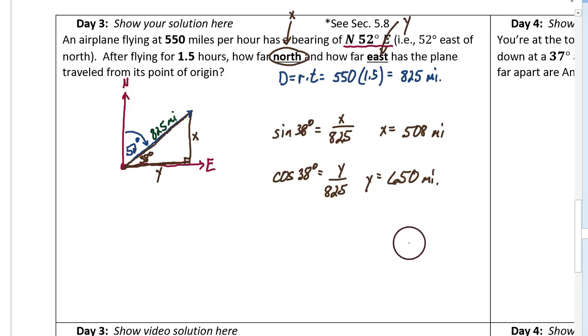When we found x and y, we answered the question because the letter x is how far north we are compared to our starting location. And the variable y was representing how far east the plane has traveled compared to its starting location.